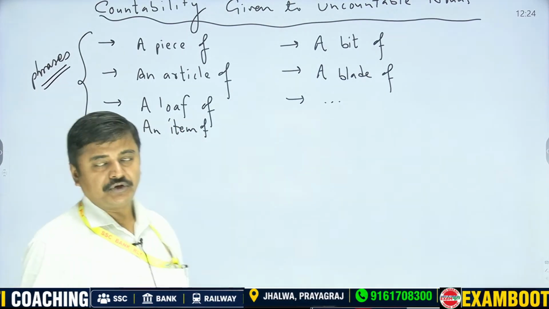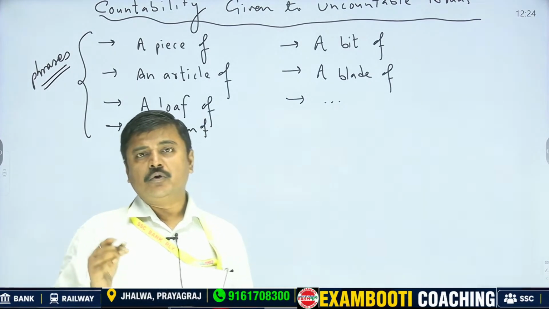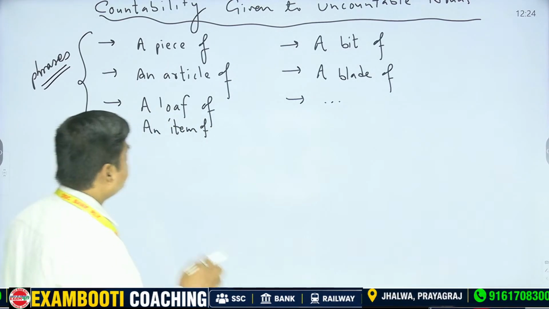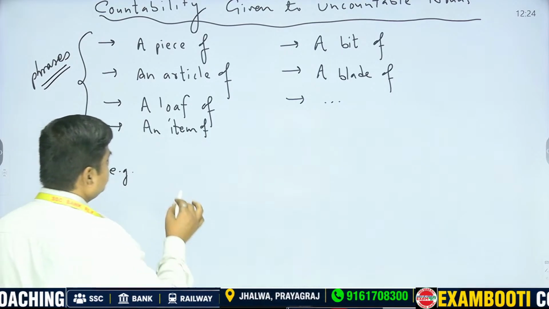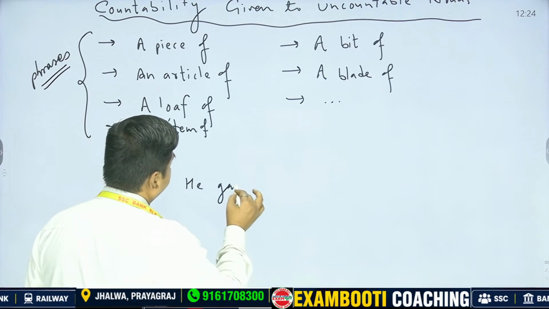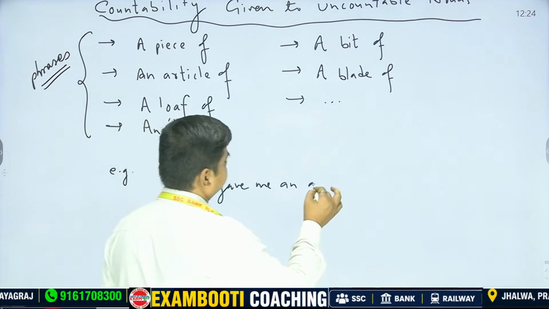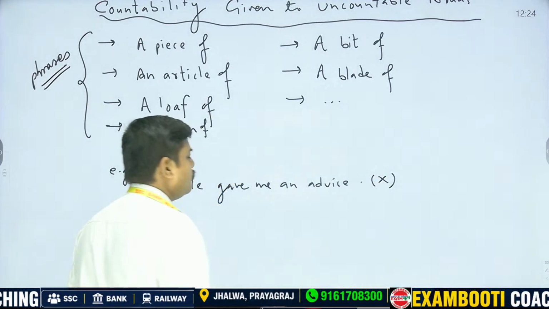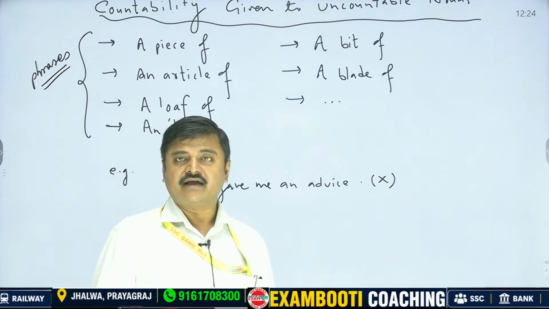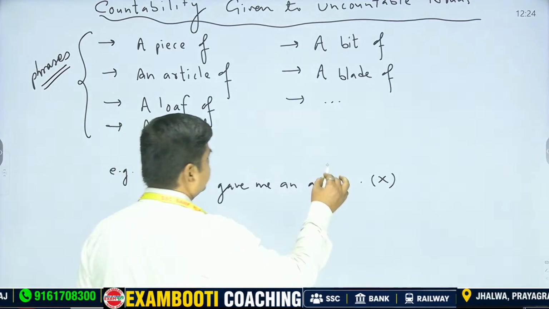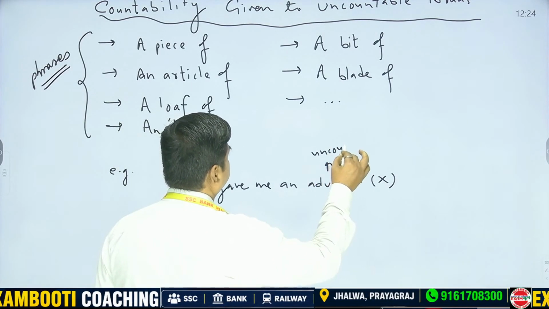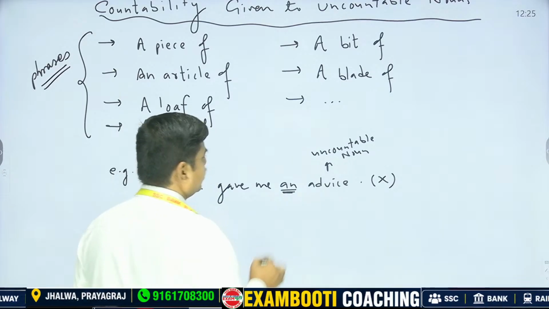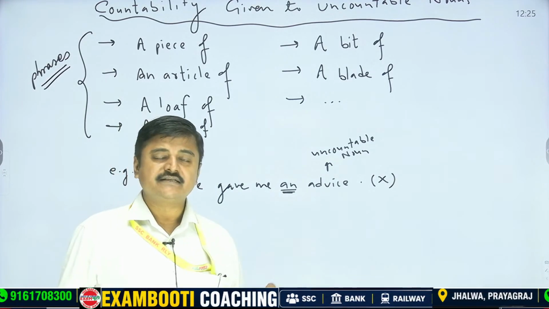I have just told you that in no case can you use a or an before an uncountable noun. It means if you say, "He gave me an advice," this is a wrong sentence. This is incorrect, because advice is an uncountable noun and you are using a or an before the uncountable noun. So this sentence is incorrect.